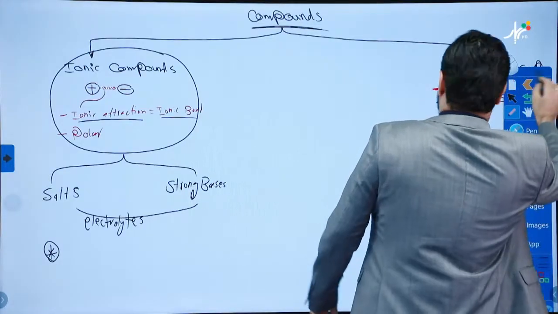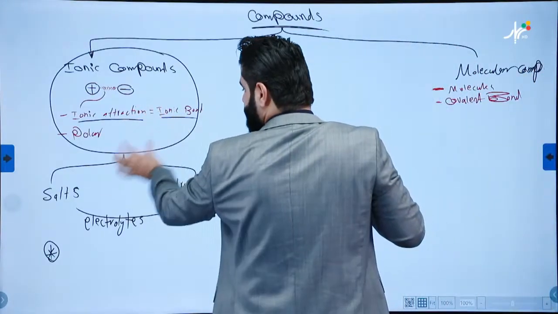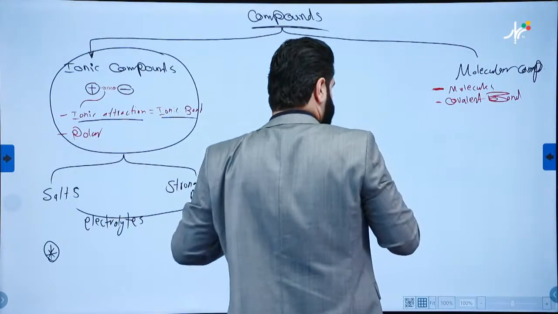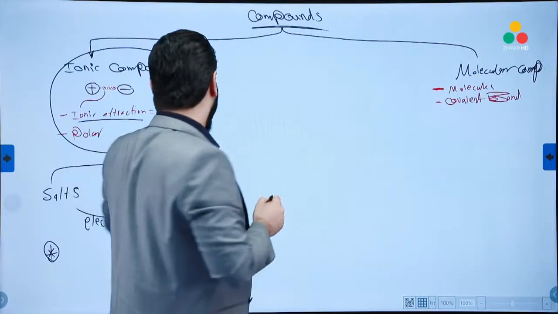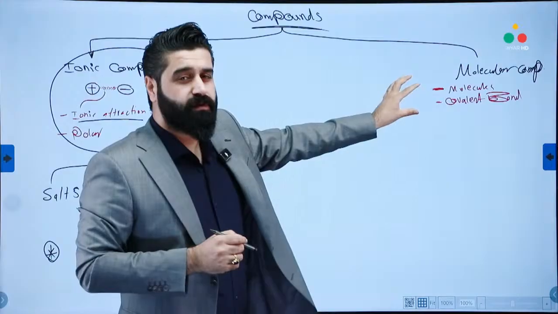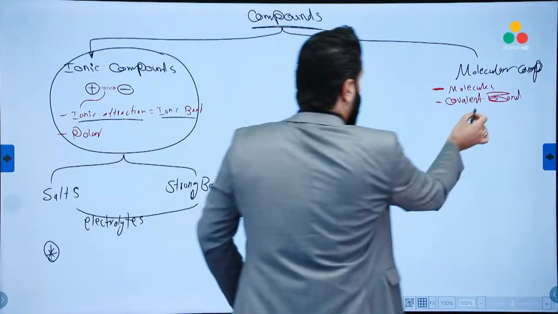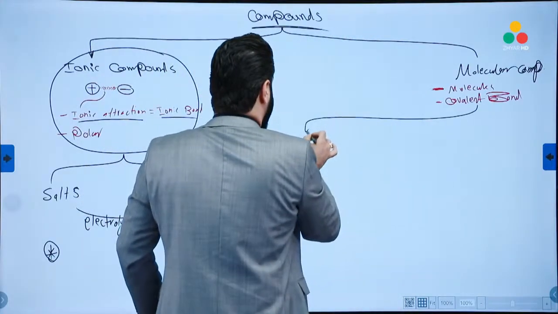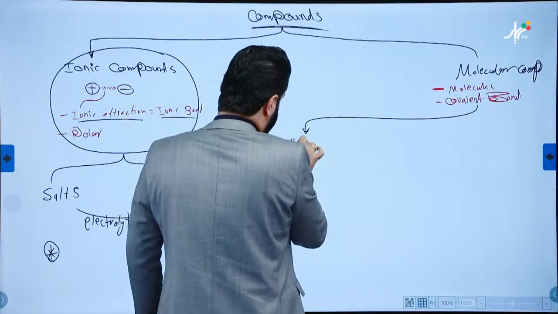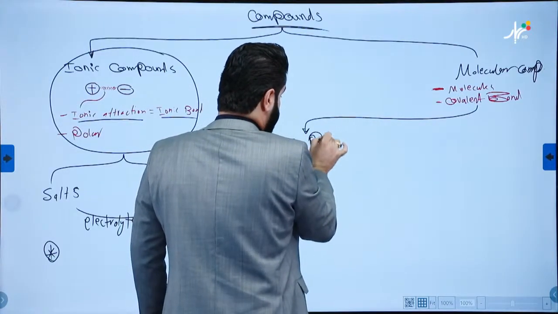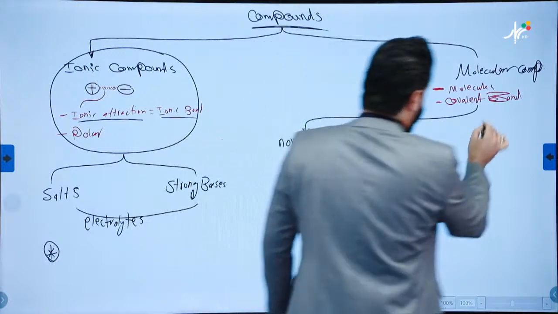Okay. So all the ionic bonds are polar. All of them are polar. Is it true for the covalent bonds? No. We have some of them that are polar, some of them that are non-polar. So molecular compounds are divided into non-polar and polar.